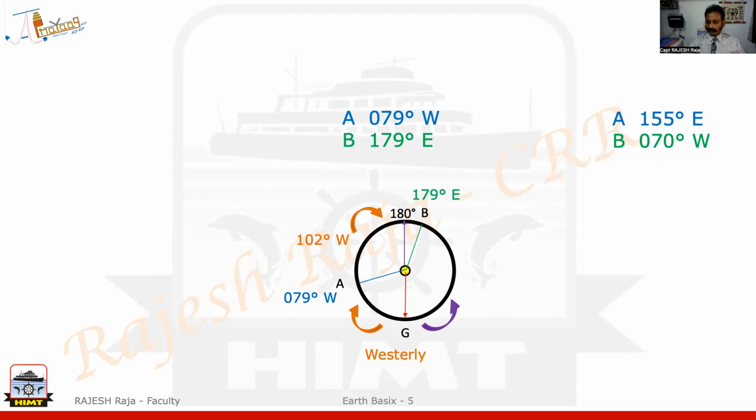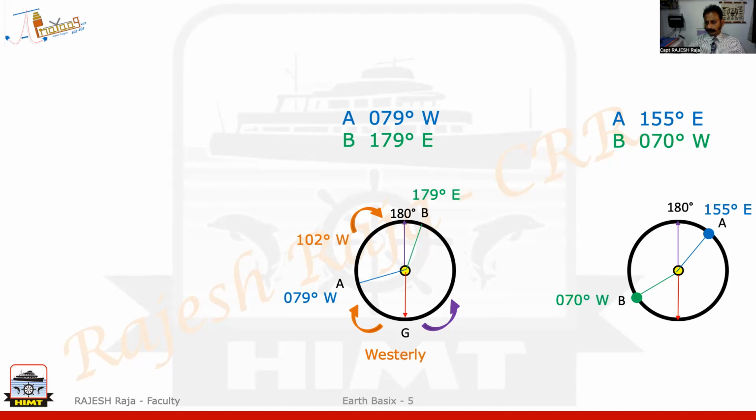I'm taking one more question, Alpha and Bravo, same thing out of the table. I'm going to show you. Let us take this as 155 east and Bravo is 070 west. Remember, I can travel in an anti-clockwise or clockwise direction, but I need to look at the shortest one. When I calculate, please remember I get this answer as the shortest one, because the westerly direction is going to be a longer one, more than 180 degrees. So I'm not going to use it.